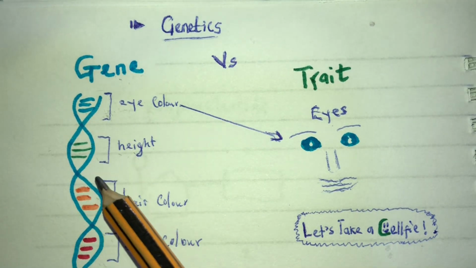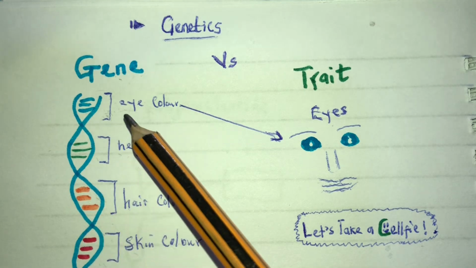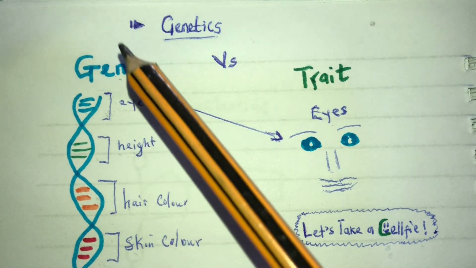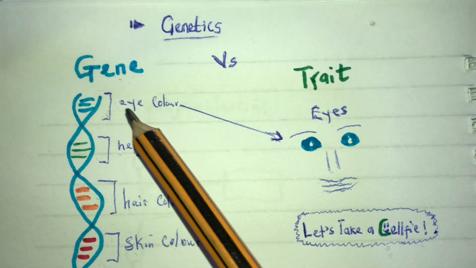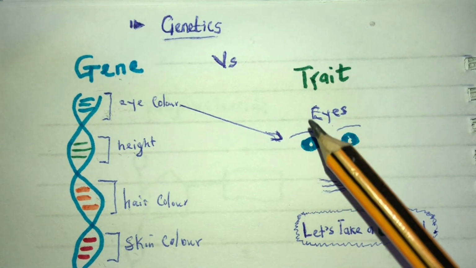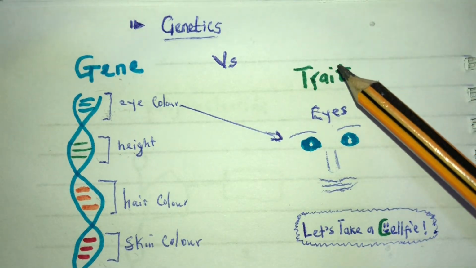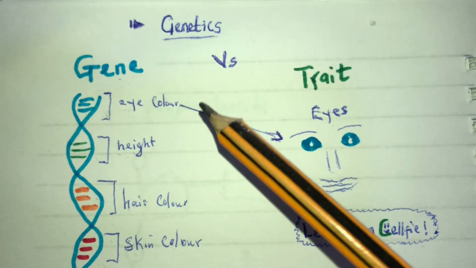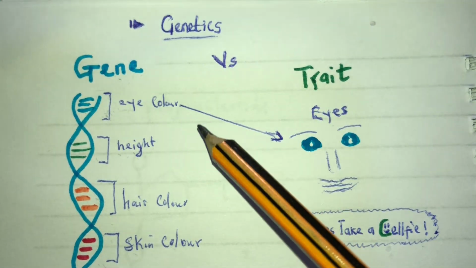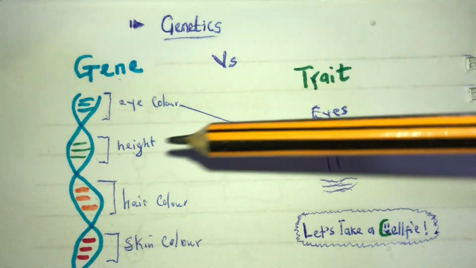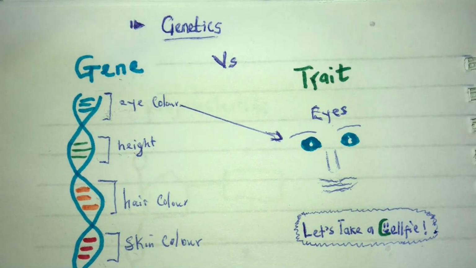Remember, we are diploid. So a copy of this gene comes from the father and another copy comes from the mother. So while one copy may code for blue eye, another copy may code for another eye color. That is what we are going to be discussing in subsequent videos. But in this video, we just want to know the difference between a gene and a trait.